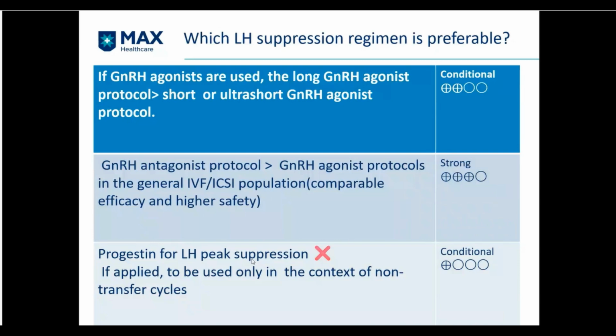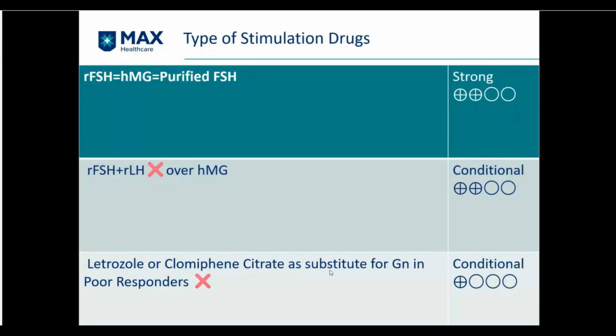Now, the PPOS protocol, that is the progesterone primed ovarian stimulation for LH peak suppression, especially if we are considering the fresh transfer, is not to be recommended, because the endometrial receptivity goes down when we start giving progesterones right from the beginning. So it is not to be used in cases of fresh transfer cycles. Yes, if there are donor cycles, we can consider giving progesterone primed ovarian stimulation protocols.